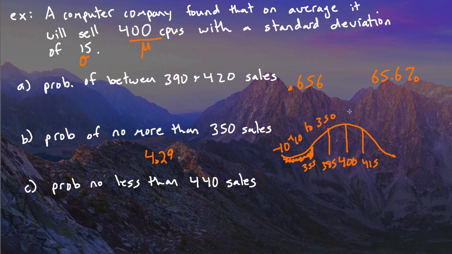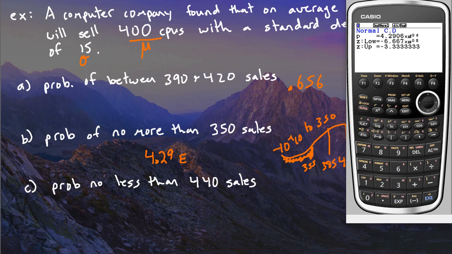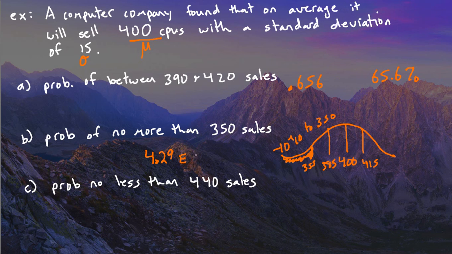4.29 E, and then mine said -4. And you might be wondering, well, what is that? Well, that means move my decimal point left 4 spots. So our percentage is actually pretty small. 1, 2, 3, there we go. So I moved it 4 times. See, 1, 2, 3, 4. So what's my percent? Well, if I change it to a percent, there's a very small percentage chance that he makes no more than 350 sales.